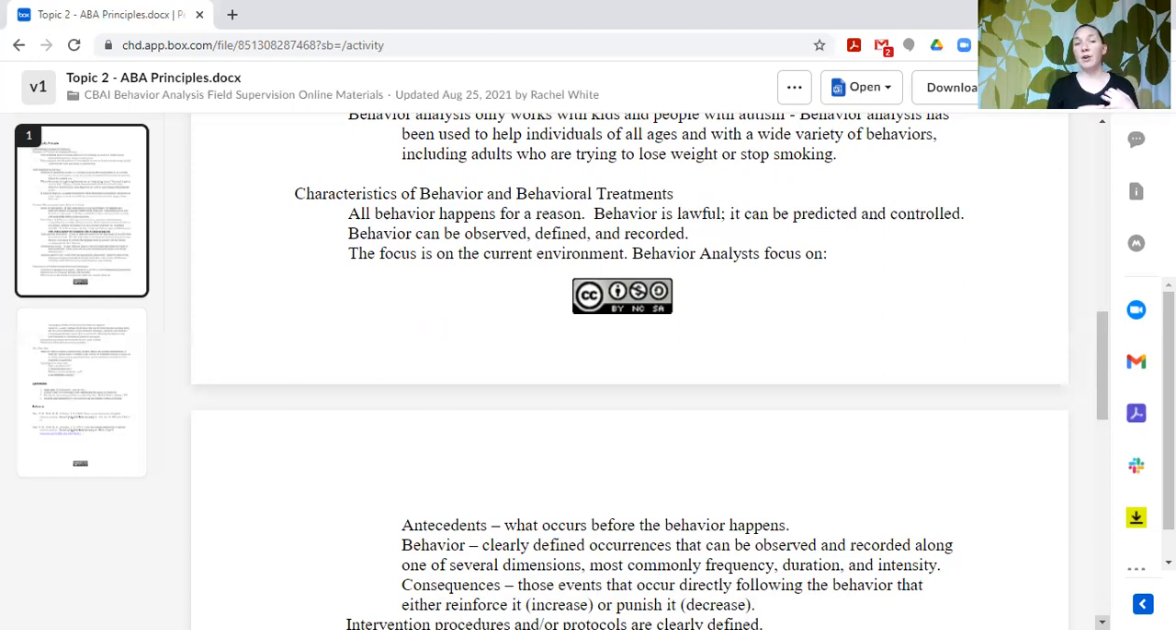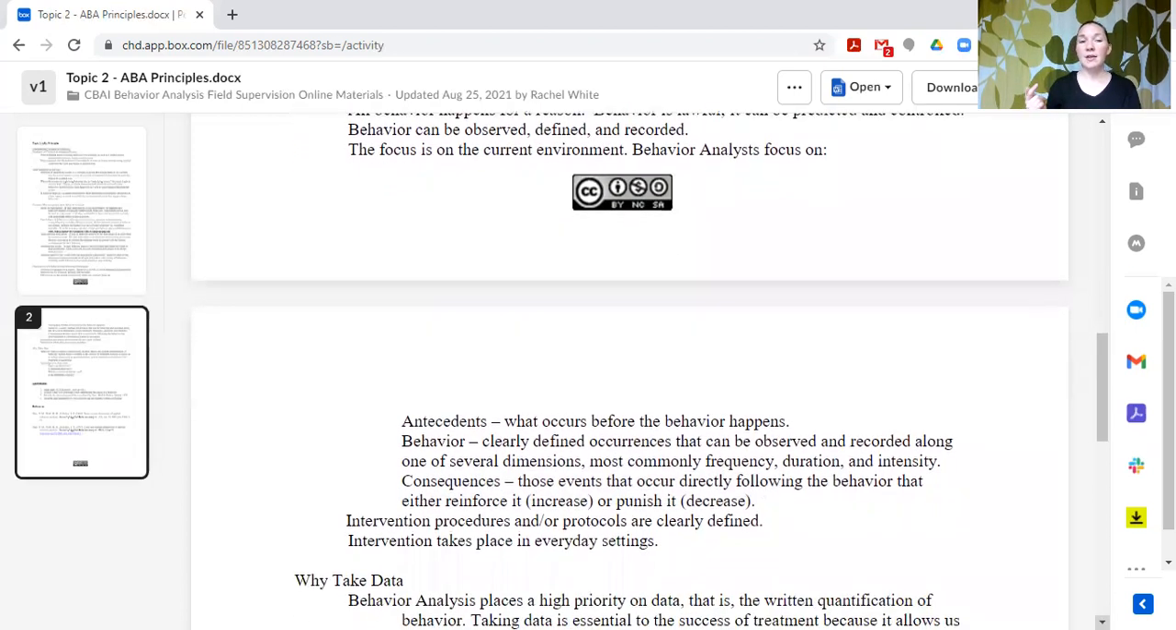We know that behavior can be observed, defined, and recorded. Our focus is on the current environment. So we look at the antecedents, which are the things that occur before the behavior happens. That does not just mean the one thing the teacher said or that someone did right before. It also means things that may have happened a little bit further out, but have an effect on how that's going to go.